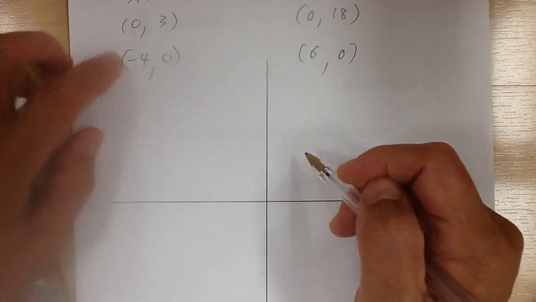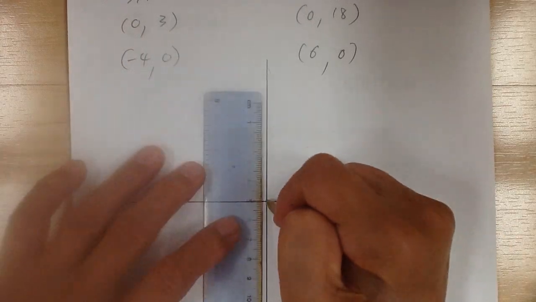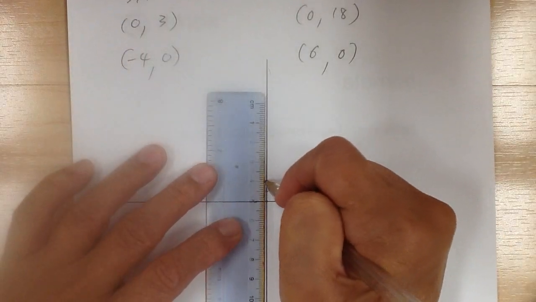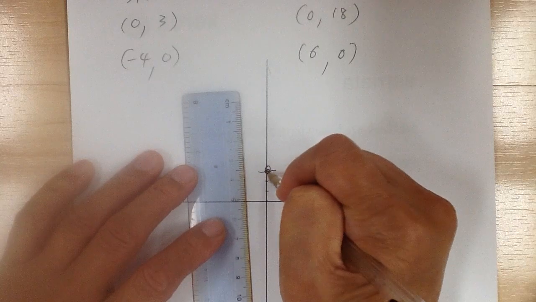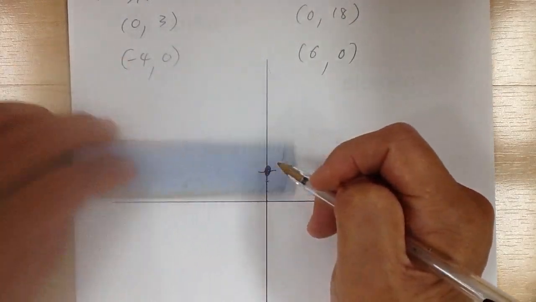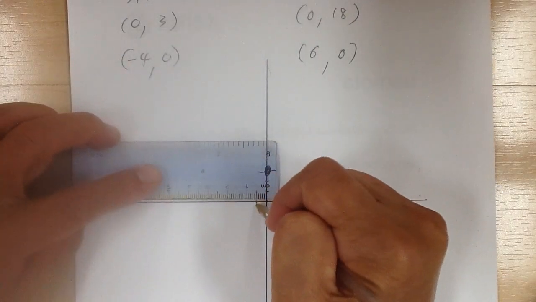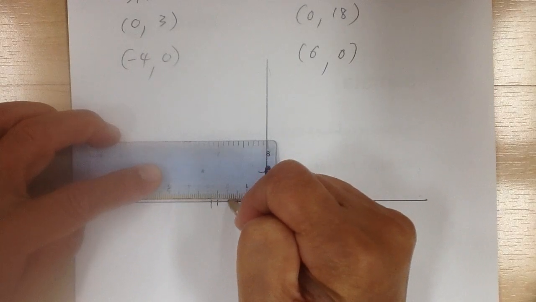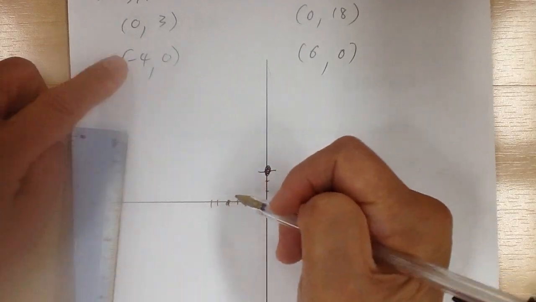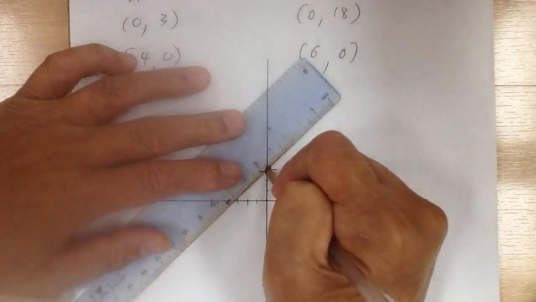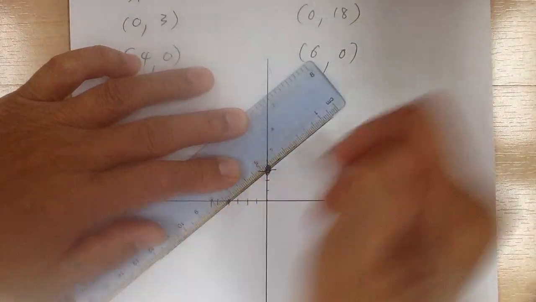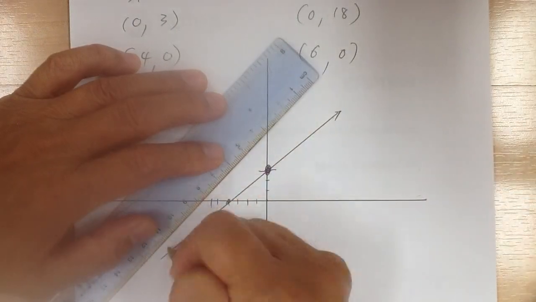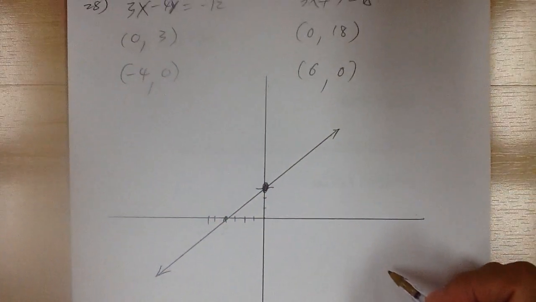So let's graph this one first. You got 0, 3, so 0 and then 3: 1, 2, 3. Then you got -4, 0. Now when you graph, make sure you do one at a time, and make sure you're done before you go on to the next one. So this is -4, 0. Connect that. Okay, so that's the first one.